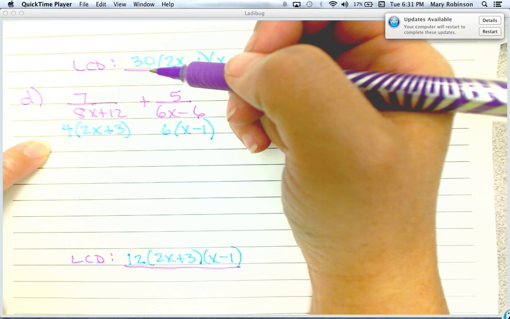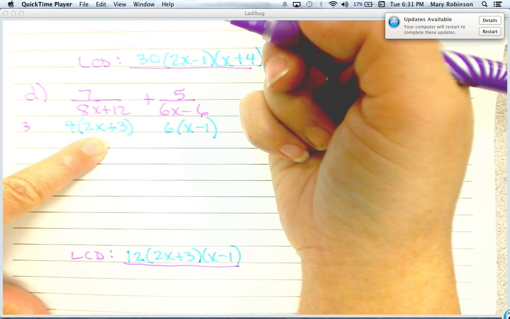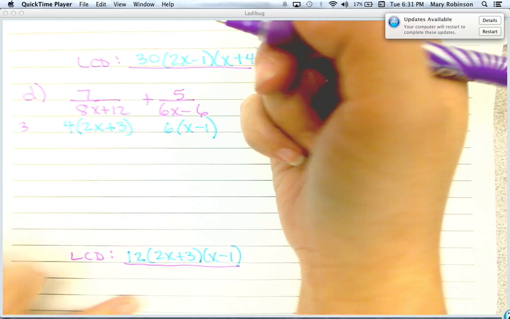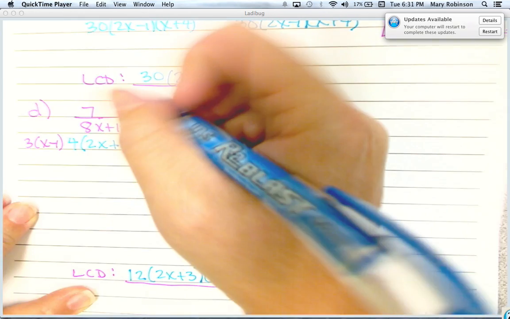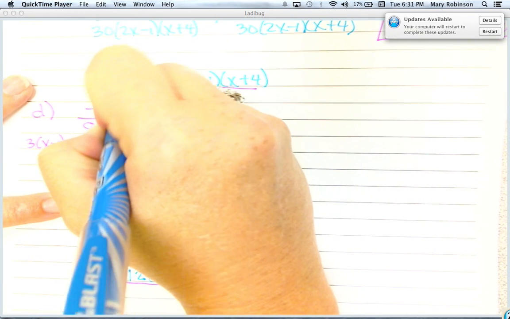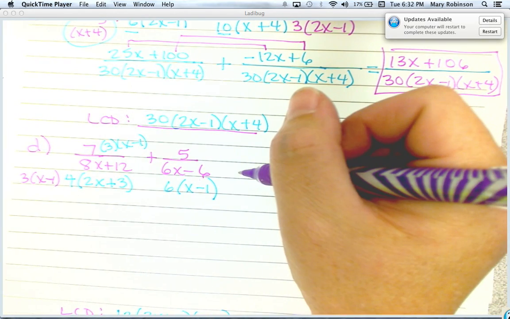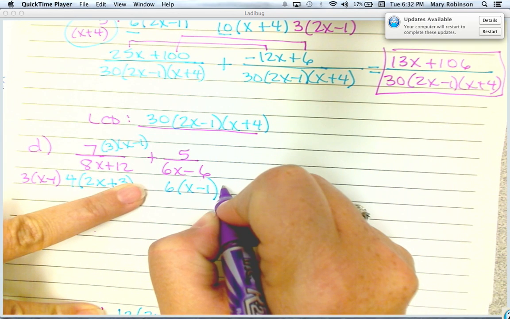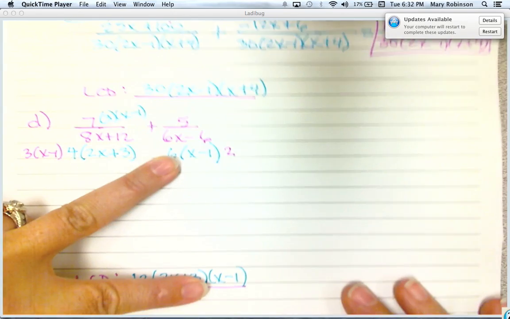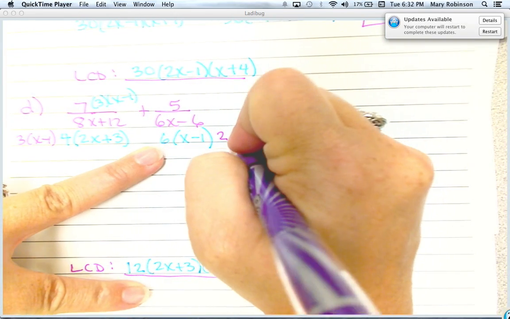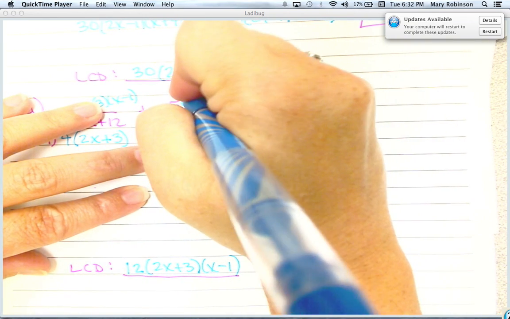by to get this? Well, I'd have to multiply the 4 by 3. And then I already have the 2x plus 3. I need the x minus 1. So that tells you what you need to multiply the top by. So I'm going to multiply by 3 and x minus 1 up top. Down here, 6 to get 12, I need to multiply by 2. I already have the quantity x minus 1, and I need the quantity 2x plus 3. So that's what you're also going to multiply the top by.